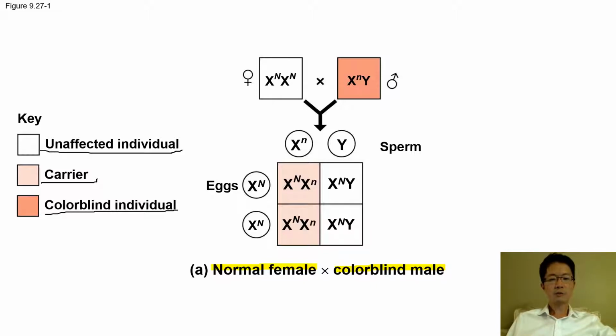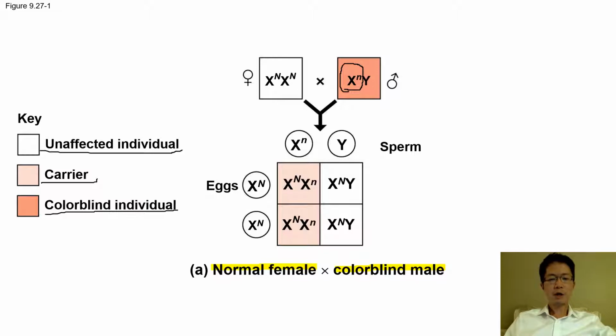So let's take a look. You may have noticed that most of the color blindness we observe every day is in males. Why? Because a male only needs 1 recessive allele on the X chromosome to develop color blindness. A female requires 2 recessive alleles on the X chromosome to develop color blindness. That's why color blindness has a higher prevalence in males.